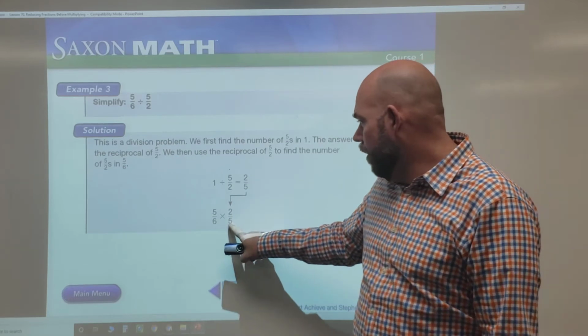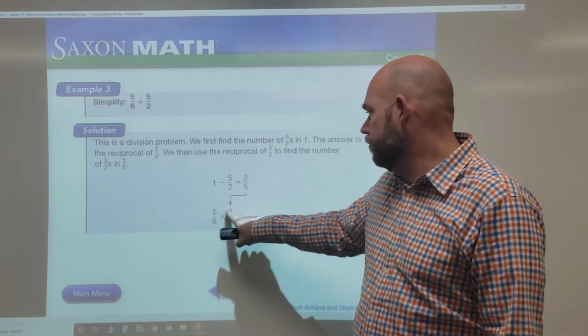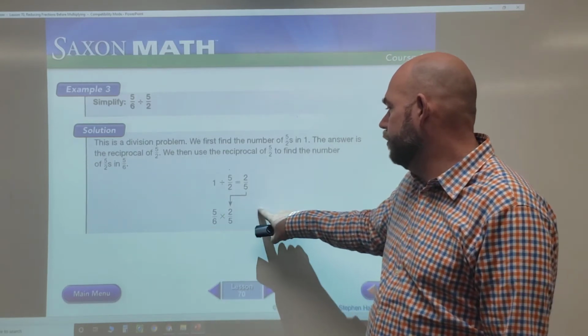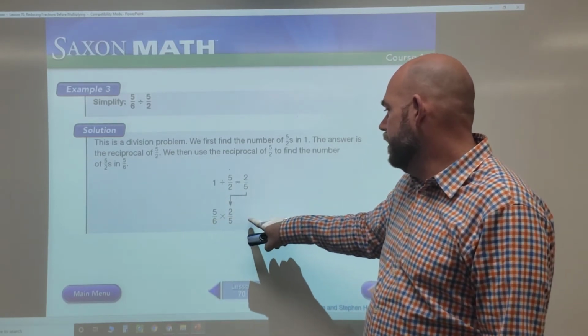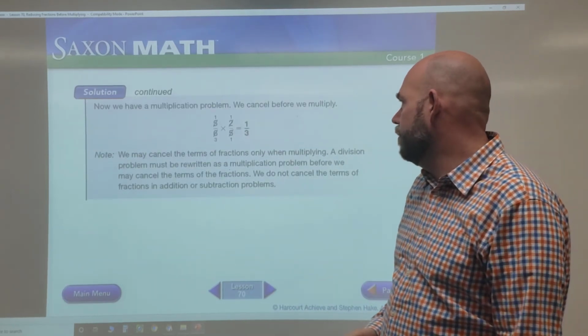And now we can see, oh look, we can cancel out the 5 and the 5 because they're the same. So just make those a 1. Now we have 1 times 2 is 2. 6 times 1 is 6. So 2/6, which of course we know can reduce to 1/3.